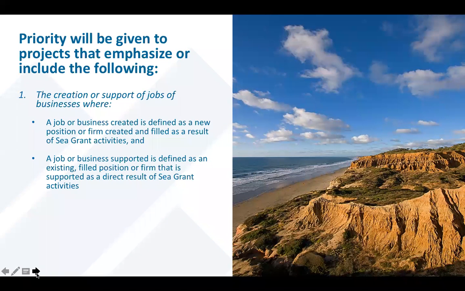So within this priority topic area of goal 2, there are a couple of priorities that will be given to projects that emphasize these following 2 things. The first is the creation or support of jobs and businesses. And we're defining a job or business created as a new position or firm created and filled as a result of Sea Grant activities. And a job or business supported here for our purposes is going to be defined as an existing filled position or firm that is supported as a direct result of Sea Grant activities.